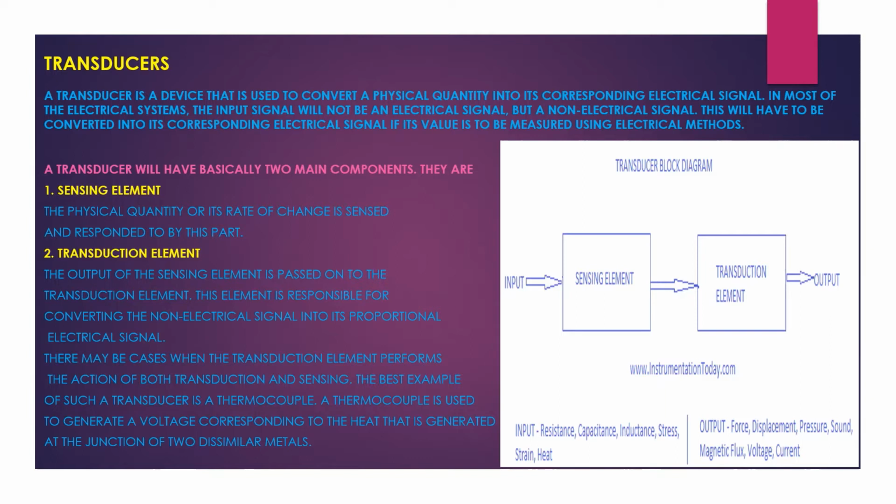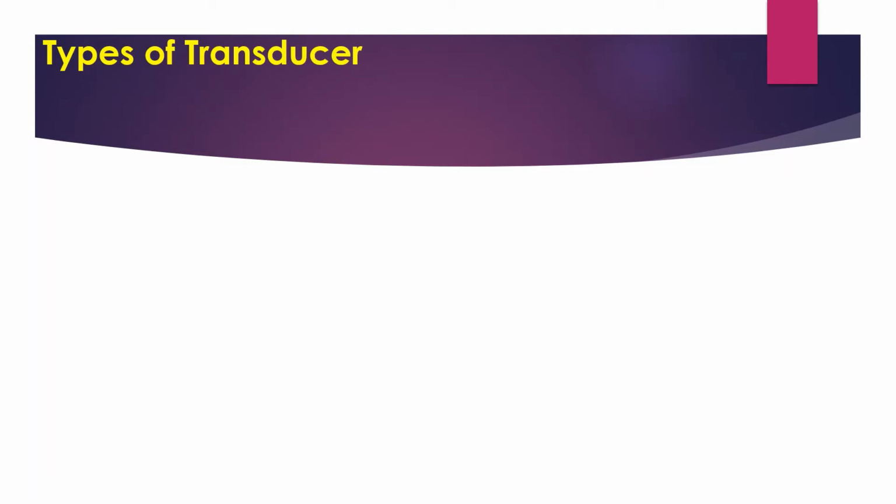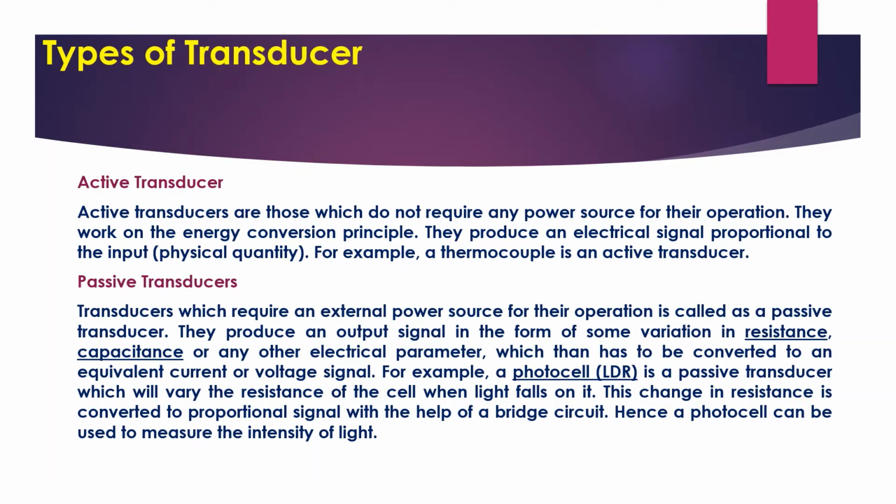Next we will try to understand different types of transducers. Transducers are basically classified into two types, active transducer and passive transducer. When I say active transducer, these types of transducers produce their own energy. As I said, a transducer will be converting non-electrical quantity into electrical quantity. So if the transducer generates the electrical energy at the output on its own, then it will be called an active transducer.